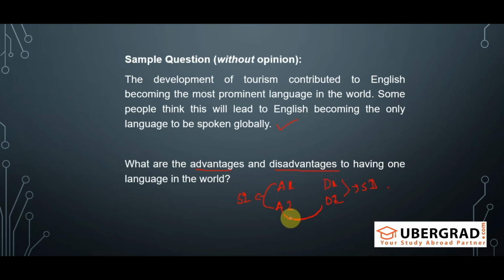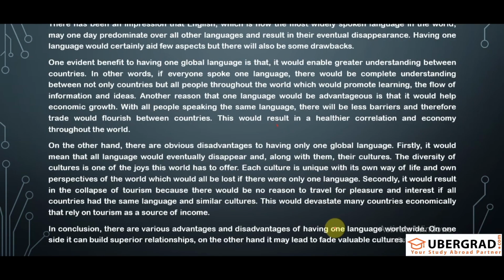And when the candidate moves from the advantage to disadvantage, the candidate should use a contrast indicator. You have to find out which contrast indicator has the candidate used. Okay, find these 3 things in the essay now. I'll give you 5 minutes to read this.